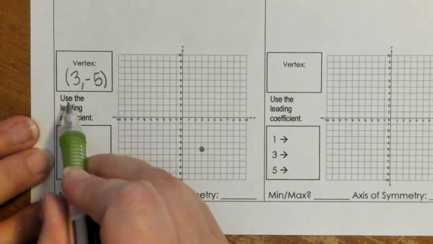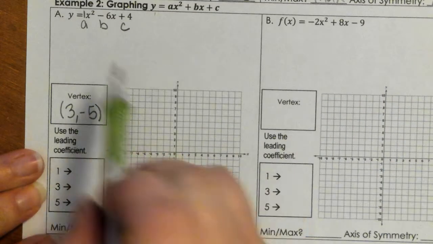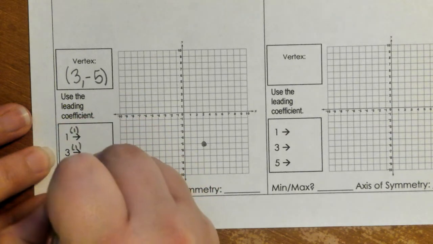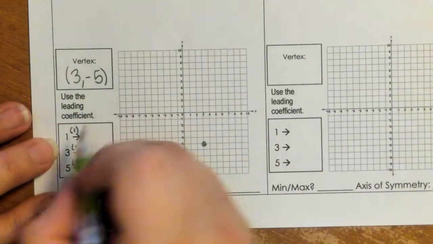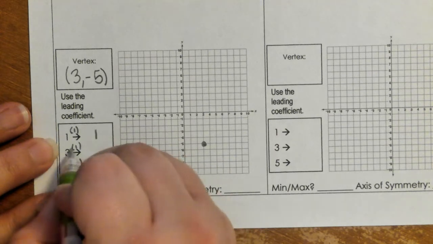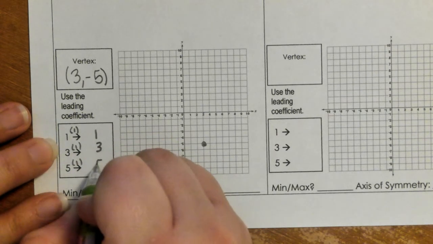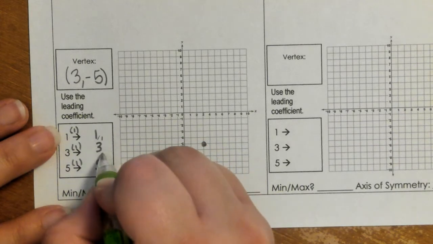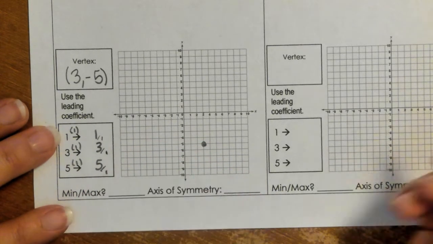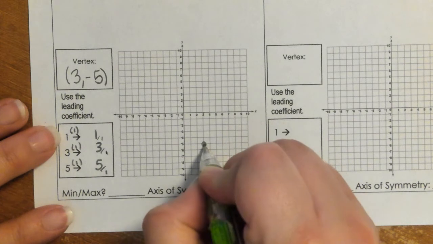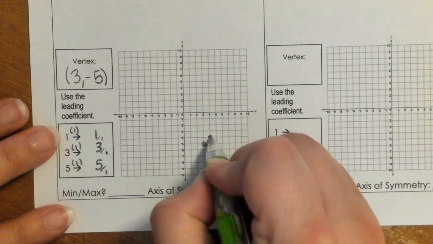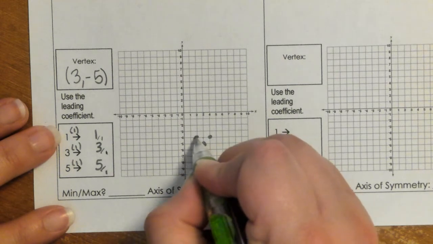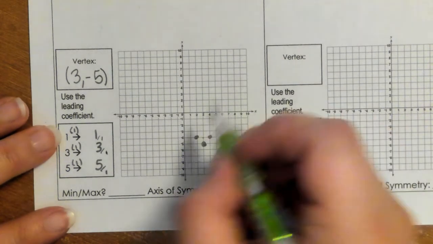Right here, my A value is 1, so I'm going to multiply each one of these by 1, and then that would give me 1, 3, and 5. And then again, remember, that's like over 1. Okay, so I'm going to go from the vertex, up 1, right 1, back to the vertex, up 1, left 1. Because remember, these points are symmetric.